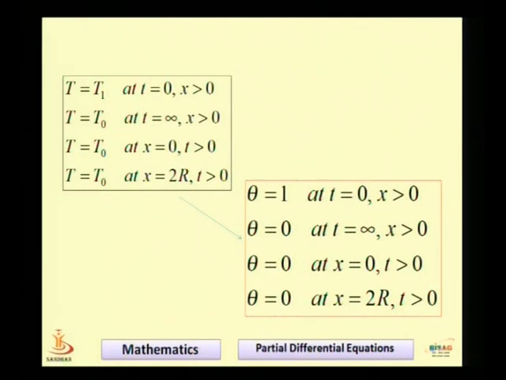theta is 1 at t equal to 0, x greater than 0, theta is 0 at t equal to infinity and x greater than 0, theta equal to 0 when x equal to 0, t greater than 0, and theta equal to 0 at x equal to 2r and t greater than 0.